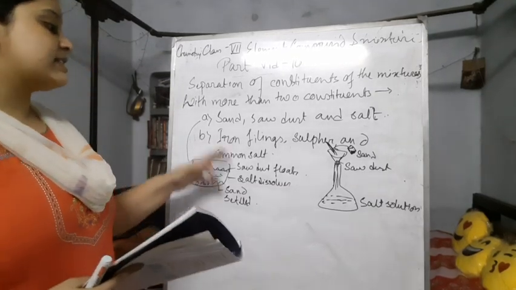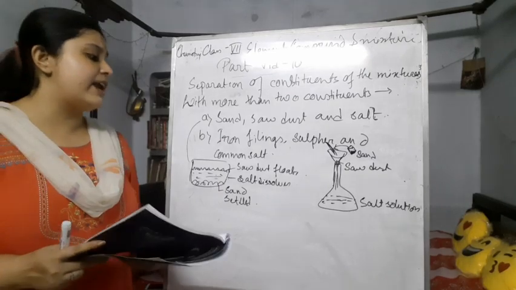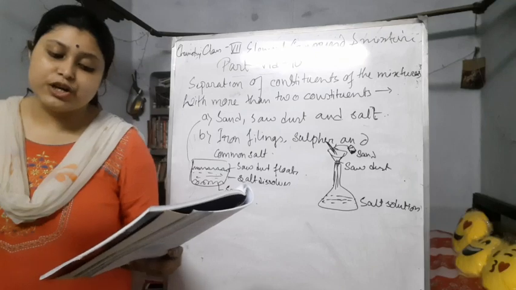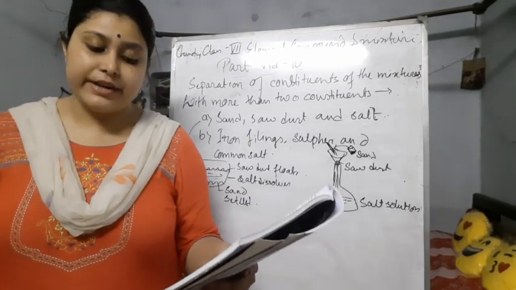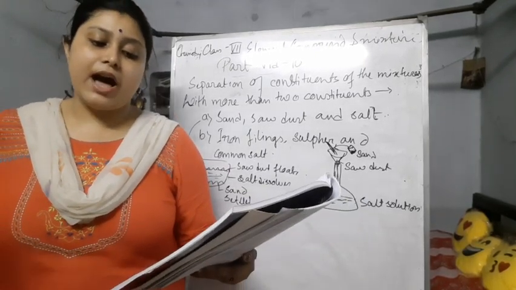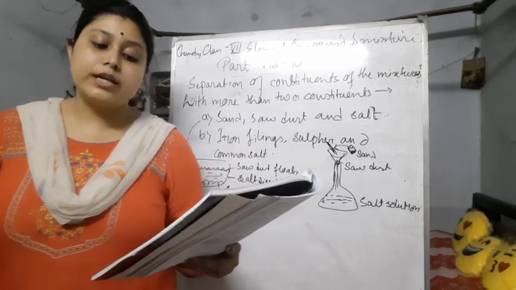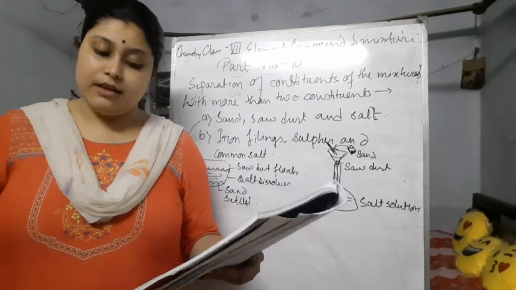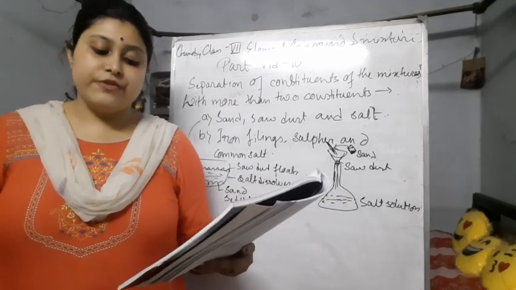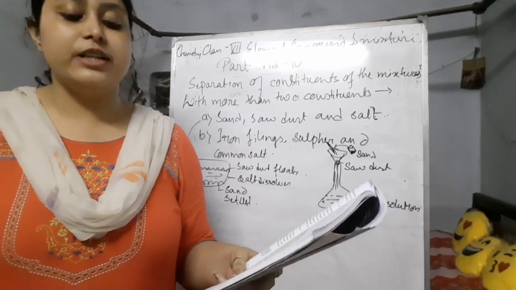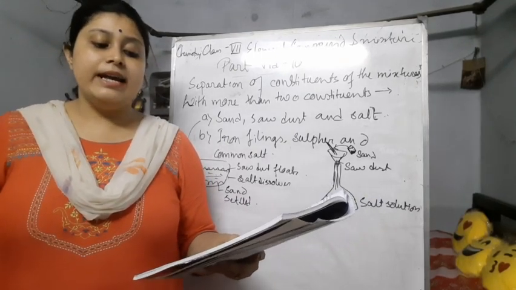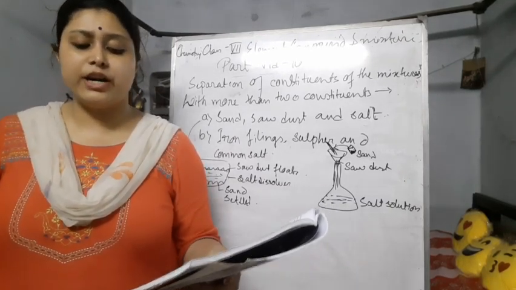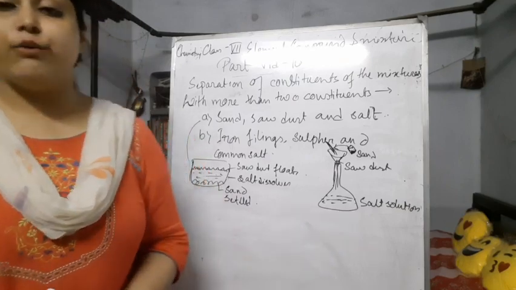The next is iron filings, sulfur and common salt. To separate the constituents of this mixture, first a magnet is brought near it, and the iron filings get attracted and separated. Now water is added to the mixture, the common salt dissolves, leaving behind the sulfur. The mixture is filtered, the sulfur collects on the filter paper as residue, while the salt solution passes through the filter paper, and then by evaporation we can get the salt.